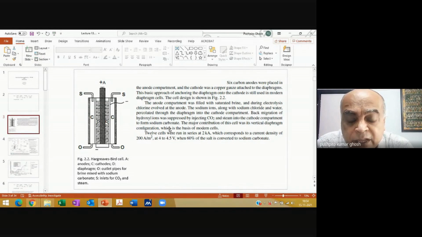And the wonderful thing was that carbonate passage through the diaphragm was very, very minuscule. So effectively, what happened was that in the anode, they converted chloride to chlorine. In the cathode, H plus became hydrogen, so you generated OH minus. The interesting thing was that the sodium ions from the anodic compartment could migrate towards the cathode. There was no problem with that. But the carbonate did not migrate from the cathode to the anode.